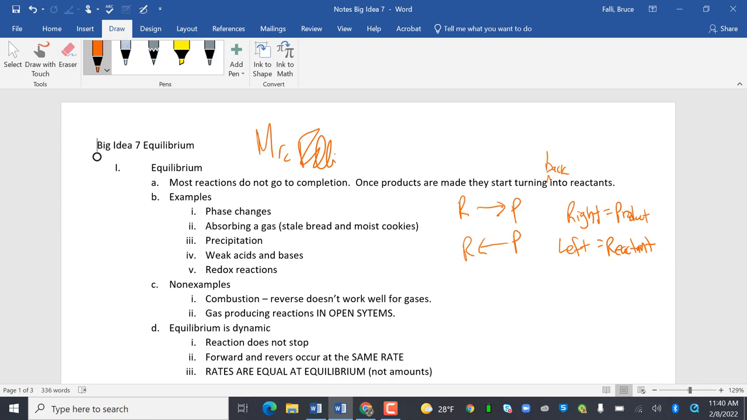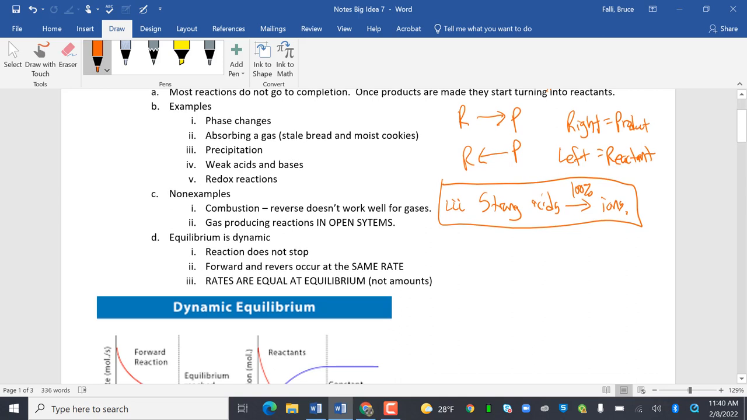And I forgot this one right here. So non-examples are combustion. The reverse doesn't work well for gases. And gas-producing reactions in open systems. And then I forgot my other one: strong acids. Strong acids go 100% to ions. Okay? So that's a very important one.